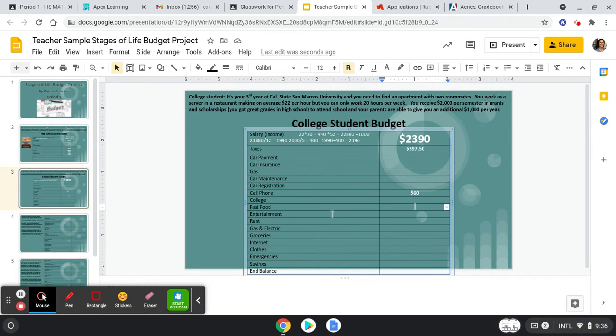Now you're going to make some choices on fast food, entertainment, but let's go talk about rent first because that's going to be our biggest one. So if we've got $23.90 per month as income, and we've got this $597 coming right off the bat, let's go ahead and subtract that. $23.90 minus $597.50. We're looking at $17.92 left over for everything. So we need to be really careful with rent.